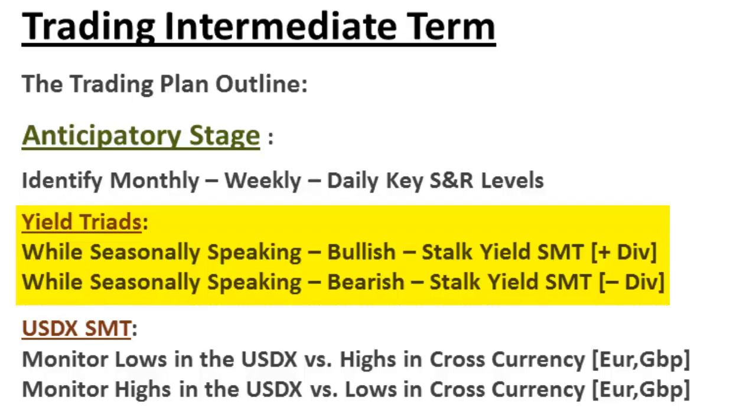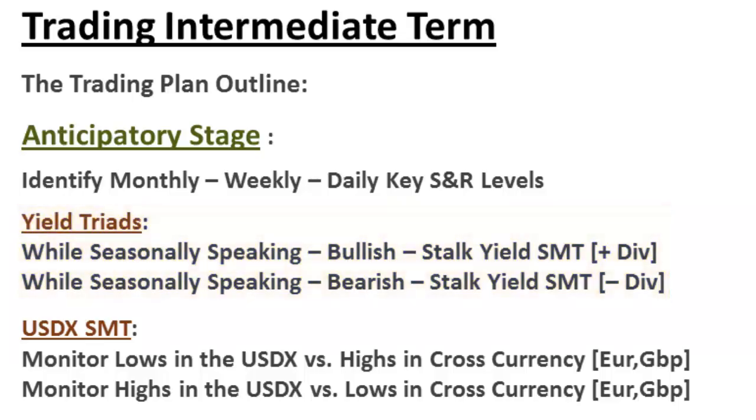Okay, if we are seasonally speaking bearish, and we see the yields between the US, the German, and the UK countries fail to make equal highs in their yields, that's a yield triad divergence. Okay, and we'll talk about that and we'll show examples if it's not very clear to you here, but that would indicate a bearish stage in the marketplace overall. So we're anticipating that to unfold.